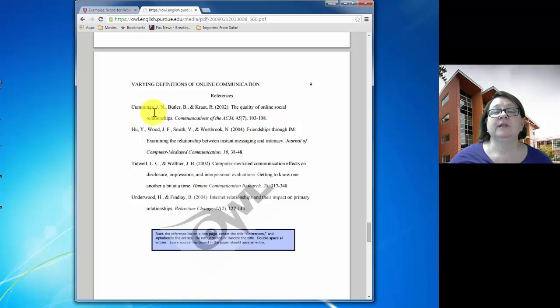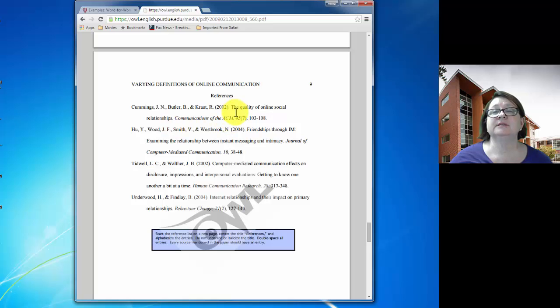It begins with the last name of the author in alphabetical order, comma, and then the first initial, period, and if there's a second initial, period and comma. Then the same thing with the last name of the second author, comma, B, period, comma, and ampersand. That's called an ampersand, and it stands for the word and, Kraut, comma, R, period. So that's an example of 3 authors, okay? Then the year, 2002, period. The quality of online social relationships, period.